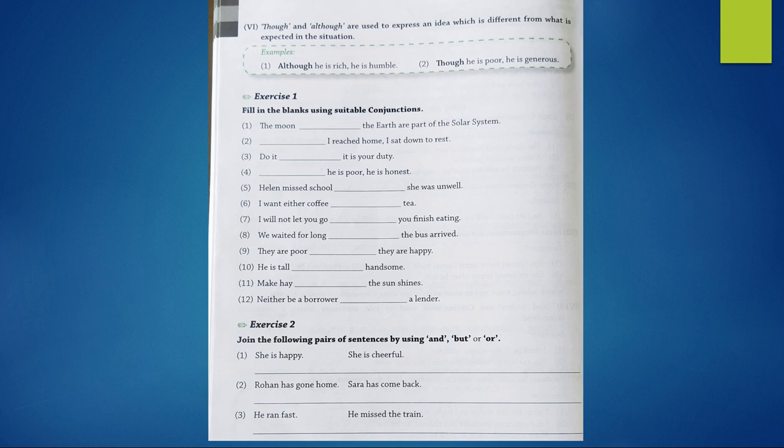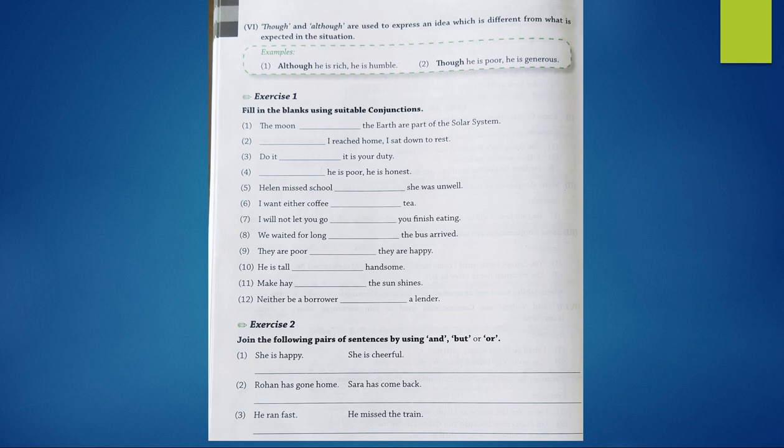They are poor, but they are happy. Though they are poor, they are happy. He's tall and handsome. So additional information. Make hay while the sun shines. You may be familiar with this proverb. Neither is a. So what will come? Nor. Neither be a borrower nor a lender.